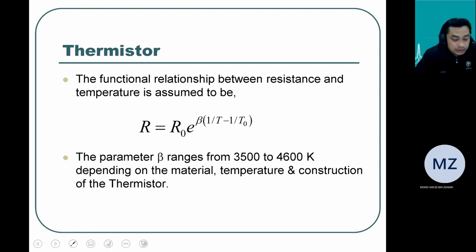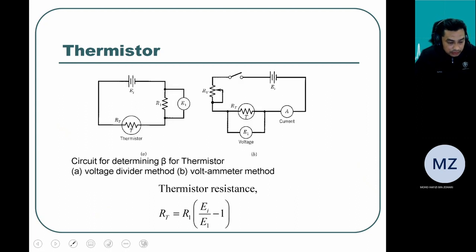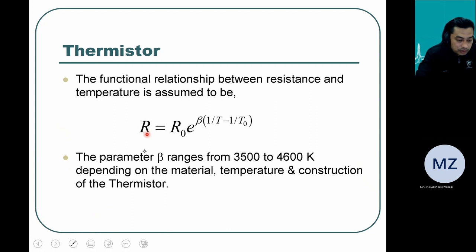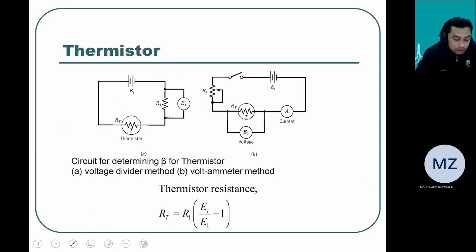So how can we get the R value? You can use this circuit. Basically, this is the equation. RT is the one that we want to measure. To find RT, you put into this equation, and then you can simply calculate the T. For this circuit, either you use this circuit or this circuit, it depends on you. Both give this value. For example, if you use this circuit, R1 is here, and Ei is given. Ei is a fixed value.